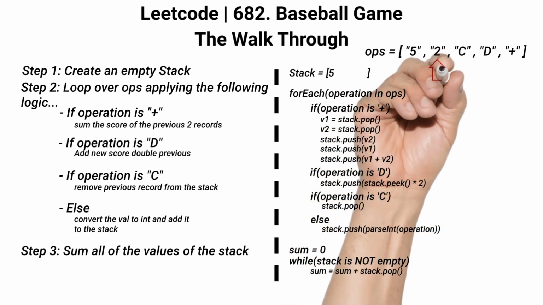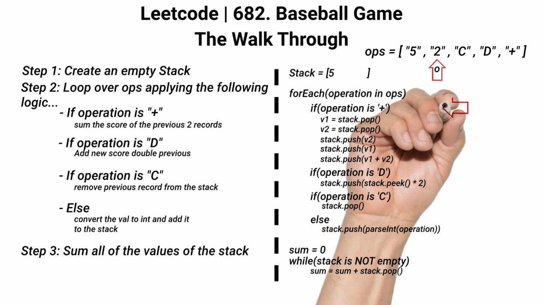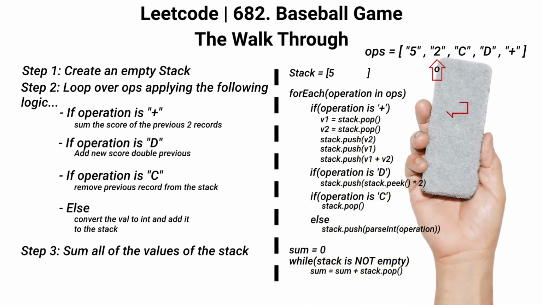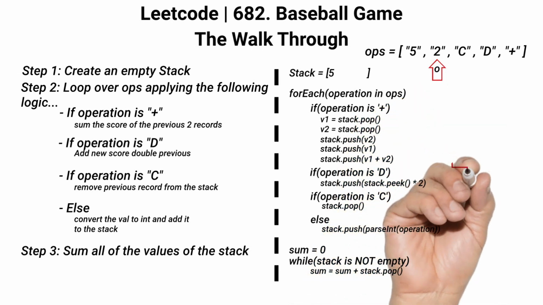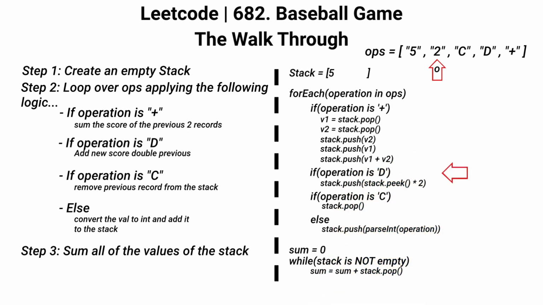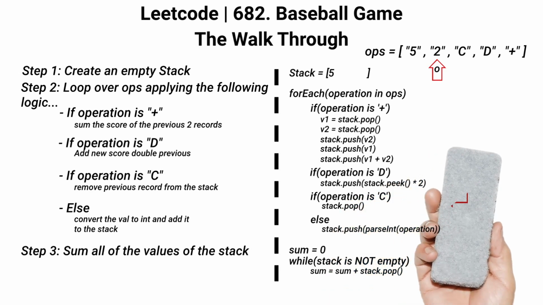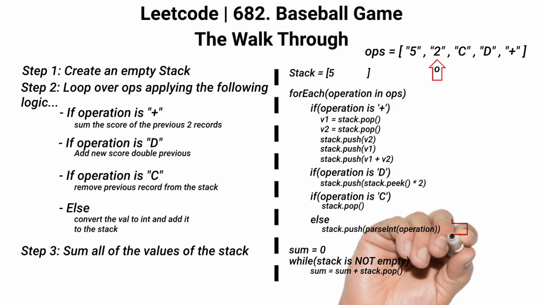Now let's go to the next operation, which is 2. 2 is not equal to plus, so we'll skip that. 2 is not equal to D, so let's skip that. 2 doesn't equal C, we'll skip that. Pass the 2, and then push it to the stack.